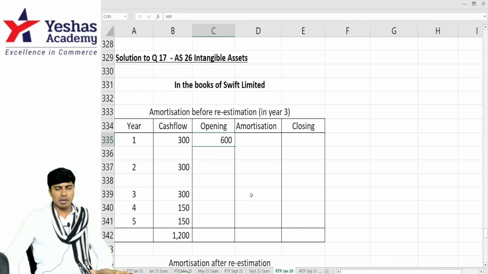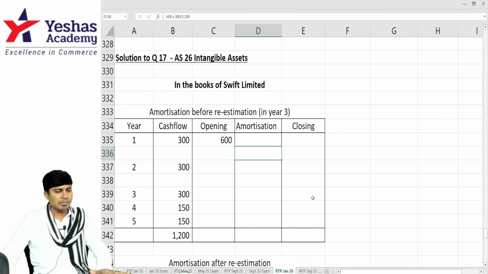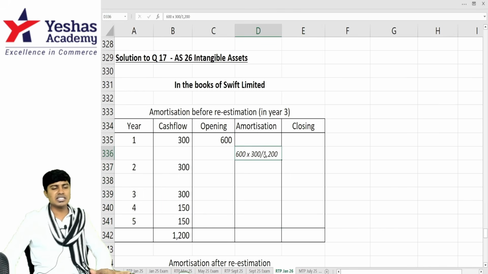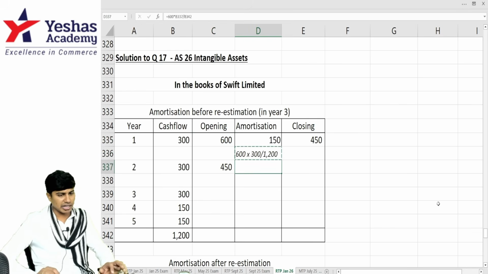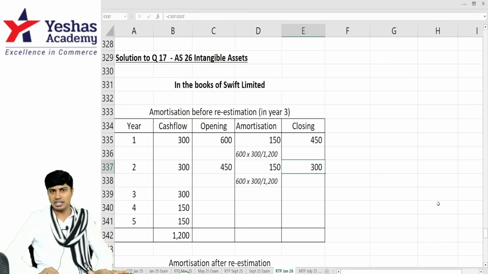Opening balance of the intangible asset purchased is 600. This 600 is amortized over 5 years on the basis of this cash flow. How much is 600 into 300 by 1200? Amortization comes to 150. Closing balance is 450. Next year I'll start with 450. Amortization is again 600 into 300 divided by 1200, 150. Out of 450 opening balance, if I amortize by 150, I'll again get 300.